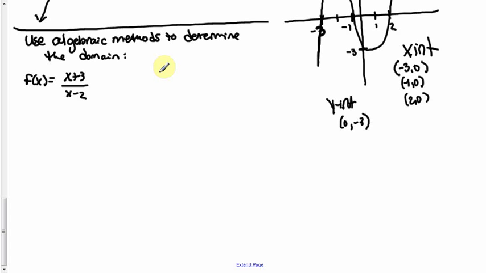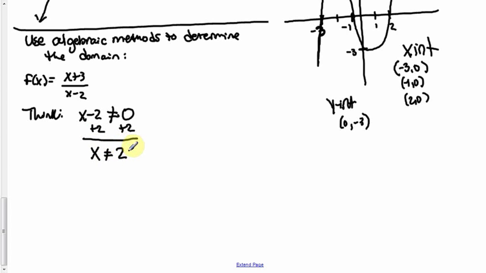So, as you look at this function, you only have to deal with the denominator because it's a fraction. So, you have to think: x minus 2 cannot equal 0. Whatever the denominator is cannot equal 0. And then you solve this equation by adding 2 to both sides. So you solve it for x, and you get x cannot equal 2.